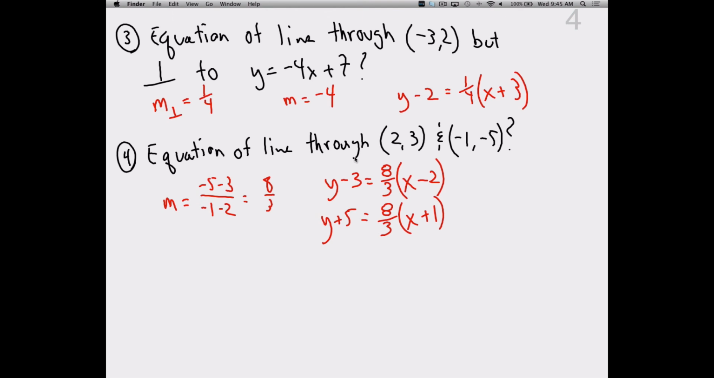What's our third option? Slope-intercept form. Go ahead, convert that into slope-intercept form. See how you do with fractions, or if you know how to use your calculator.